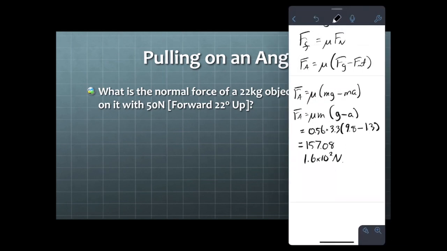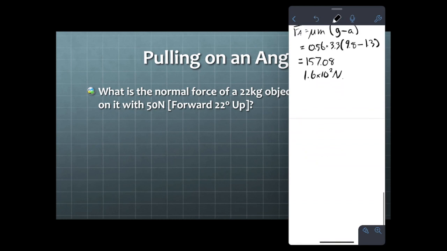Again, like any other question, we will start by writing down what we know. We know the mass of this object is 22 kilograms. We also know we have an applied force of 50 newtons, and this is forward 22 degrees up. Here, just like with any other force question, we will draw a free body diagram.